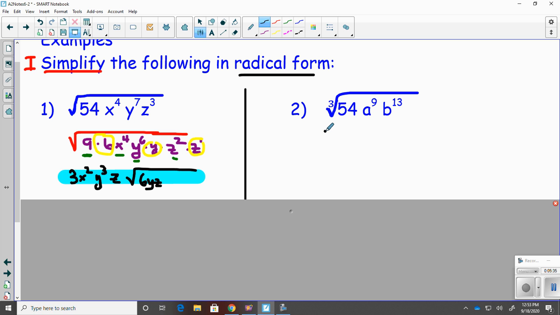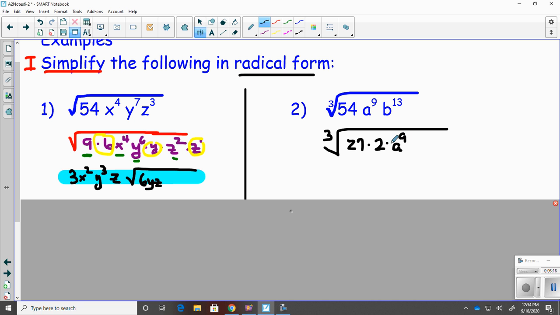So I'm going to have to rewrite 54 as factors, basically. The highest perfect cube that will divide into 54 would be 27. So we're going to write 54 as 27 times 2. Then you're going to look at your a. The power is 9. If you divide 9 by 3, it does give you a nice number. I don't want you to answer it right now yet, because in the second step, you're just showing me what can be written as factors. So you're going to just drop the a to the 9th down, and we'll simplify that in the next step.